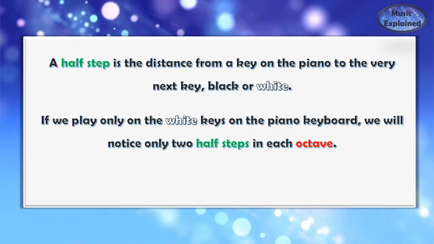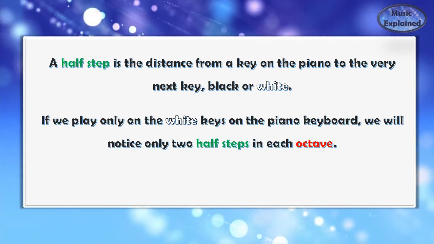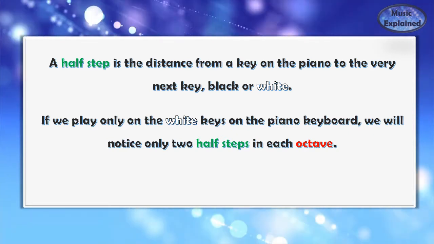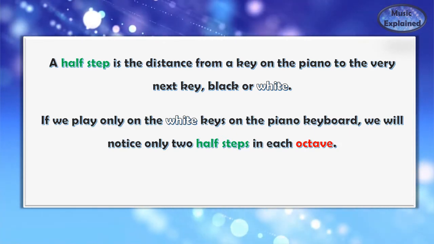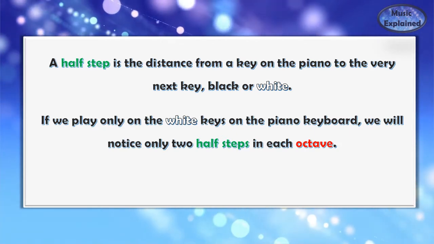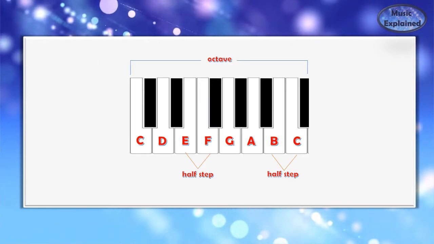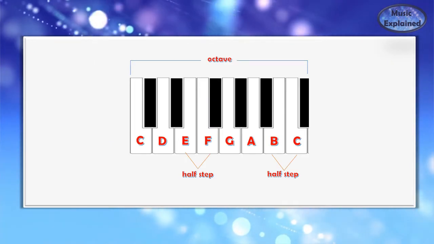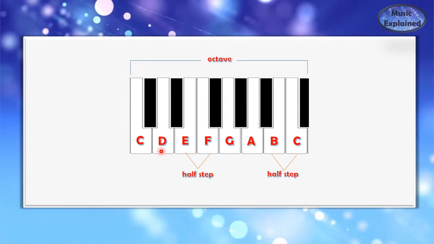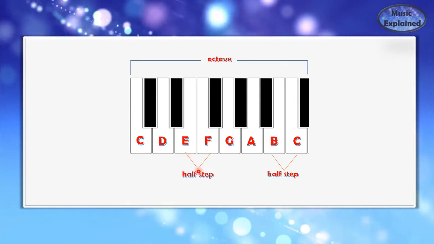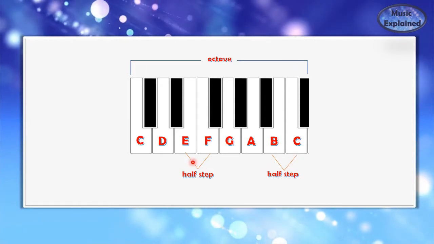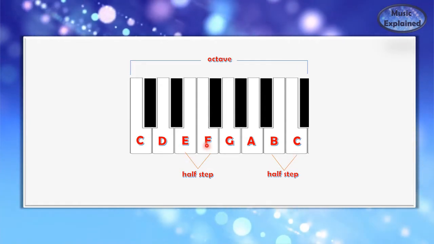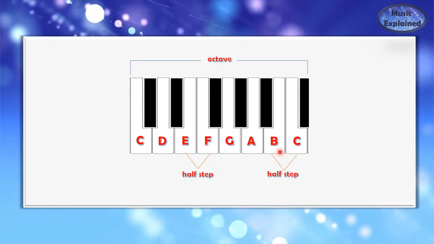A half step is the distance from a key on the piano to the very next key, black or white. If we play only on the white keys on the piano keyboard, we will notice only 2 half steps in each octave. Let's look at this example. We have C, D, E, F, G, A, B, C. We see only 2 half steps if we are using only the white keys. We have a half step between E and F and a half step between B and C.